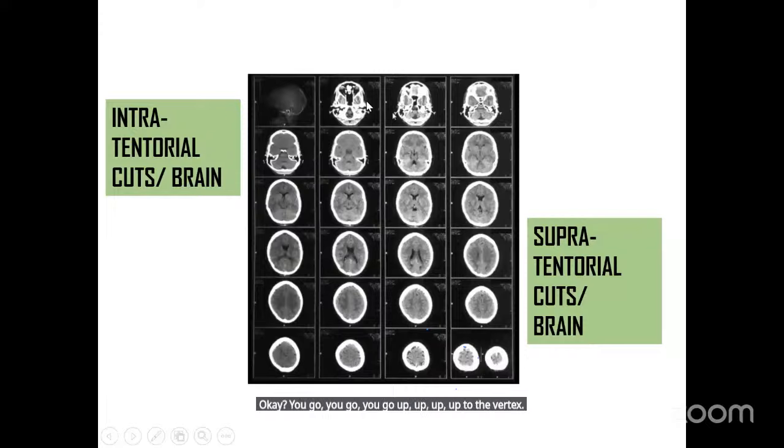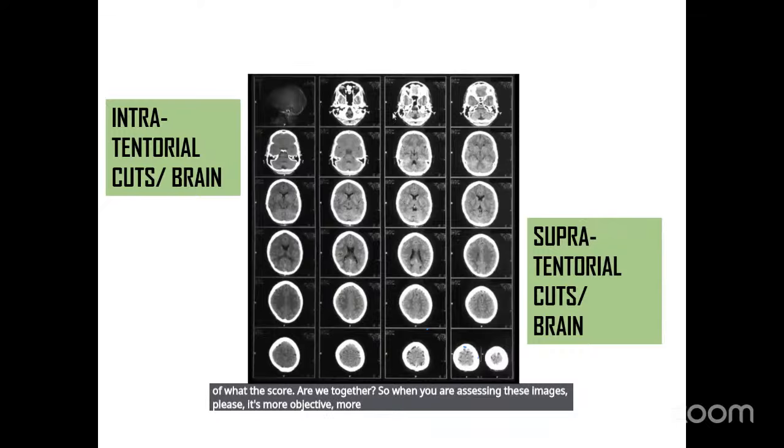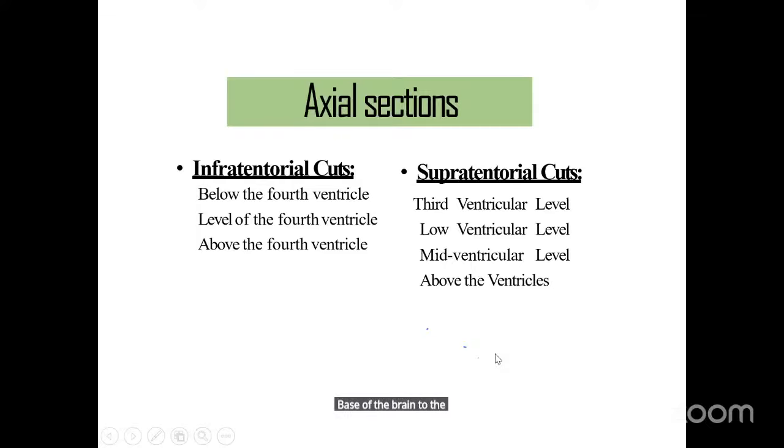So ordinarily you go from the infratentorial to the tentorial hiatus, then supratentorial up to the vertex of the skull. Are we together? So when you are assessing these images, please, it's more objective, more systematic, more logical to start from the base of the brain to the vertex of the skull. Now, in the sequence, what we do then, we only say these sections.